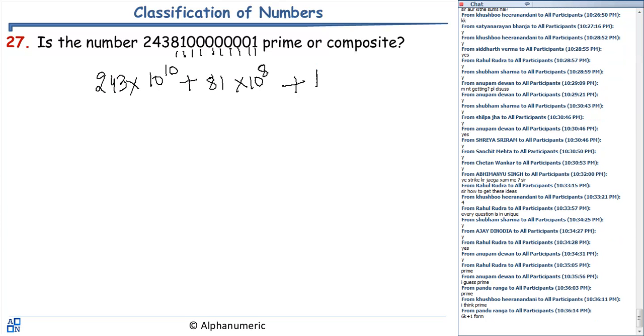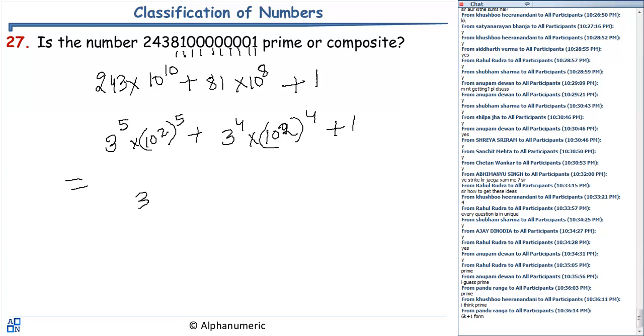243 is 3 raised to power 5. So 3 raised to power 5 into 10 square का power 5 plus 3 raised to power 4 into 10 square का power 4 plus 1. So this number is what? 300 raised to power 5 plus 300 raised to power 4 plus 1.